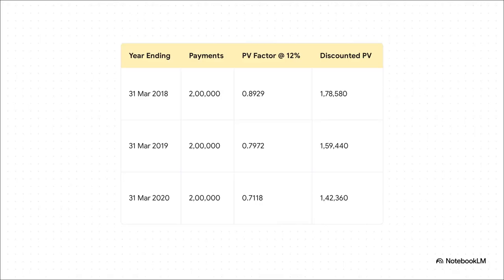This example from the ICAI's materials really just shows the straightforward math of present value. The hard part, the real judgment call here, isn't the calculation itself. It's figuring out that 12% discount rate in the first place. Getting the IBR right is so critical because it directly determines the size of the liability you put on your books on day one.